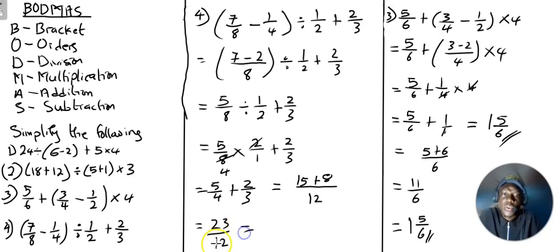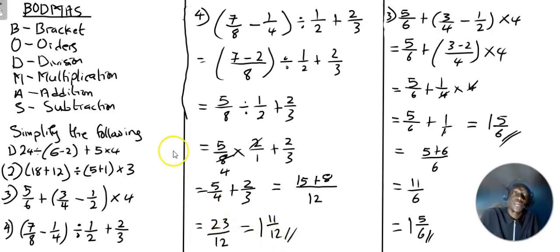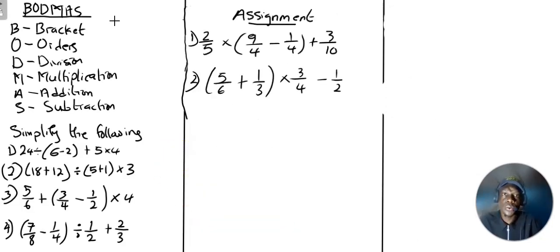Then 23 over 12, remember you cannot leave your answer in improper fraction, so you have to convert it to a proper fraction. Now you have 23 over 12 will give you 1 whole number 11 over 12, and this is your final answer. You can try this on your own.